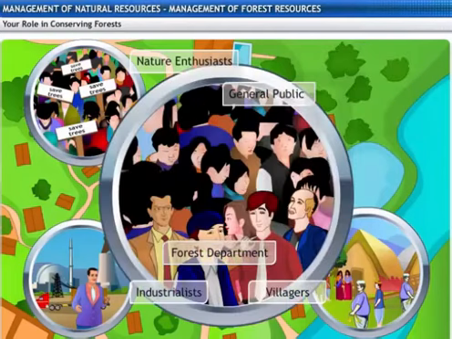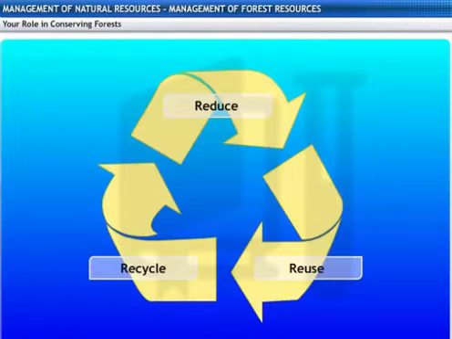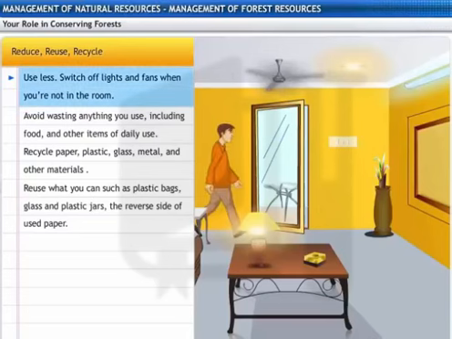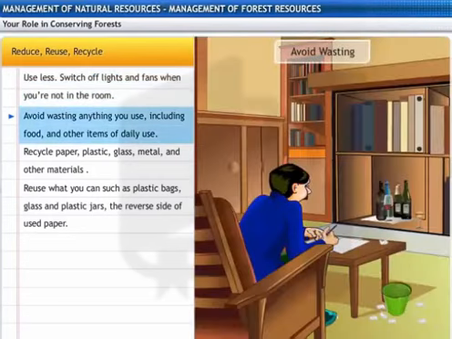Even you as an individual are a stakeholder in conserving our forests. There are a lot of things you can do to help conserve our resources. You must have heard of the 3 R's: reduce, reuse, and recycle. Use less. Switch off lights and fans when you're not in the room. Avoid wasting anything you use, including food and other items of daily use.